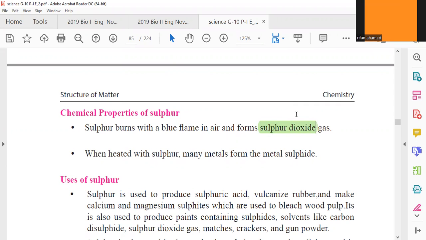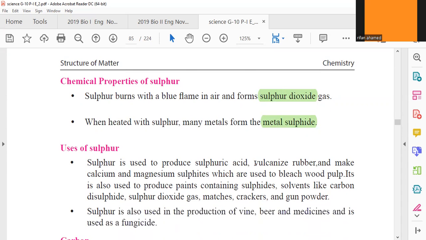Sulfur can react with almost all metals. When it reacts with a metal, it forms a product called metal sulfide. Iron reacting with sulfur forms iron sulfide. Cadmium reacting with sulfur forms cadmium sulfide. Zinc reacting with sulfur forms zinc sulfide. Like this, sulfide compounds will be formed.